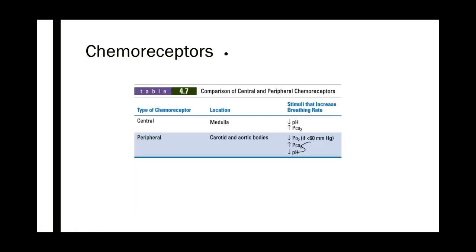This is kind of randomly thrown in here. I didn't know where to include it, but it's definitely good to know about chemoreceptors. So there are central chemoreceptors in the central nervous system, and that's in the medulla. And then there are peripheral chemoreceptors, and those are located in the carotid body and the aortic body. Both of these respond by increasing the breathing rate. And when we get to acid-base stuff, that'll make more sense.